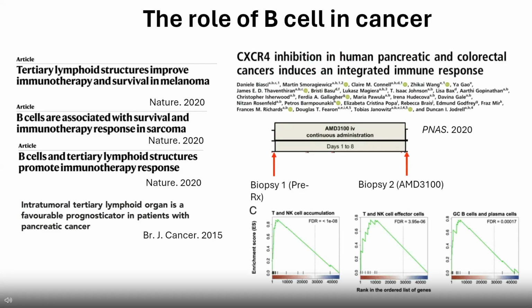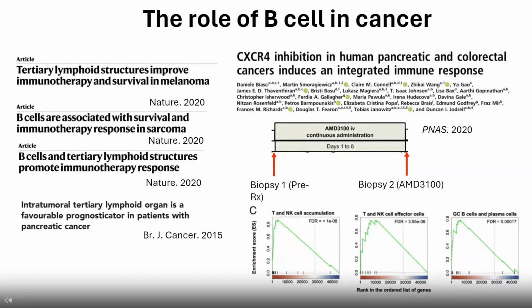And then back in Dr. Fearon's lab, they have been mostly focused on the chemokine CXCL12 and CXCR4 in the study of T-cell infiltration in pancreatic cancer. And in their phase 1 clinical trial, they interestingly found that when we actively administered the CXCR4 inhibitor to pancreatic cancer and also colorectal cancer patients, and then did biopsies before treatment and after treatment, the treatment only takes about 1 week.